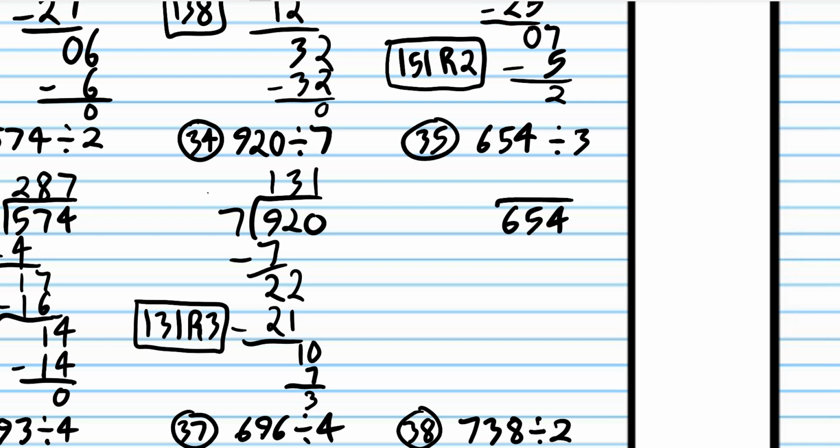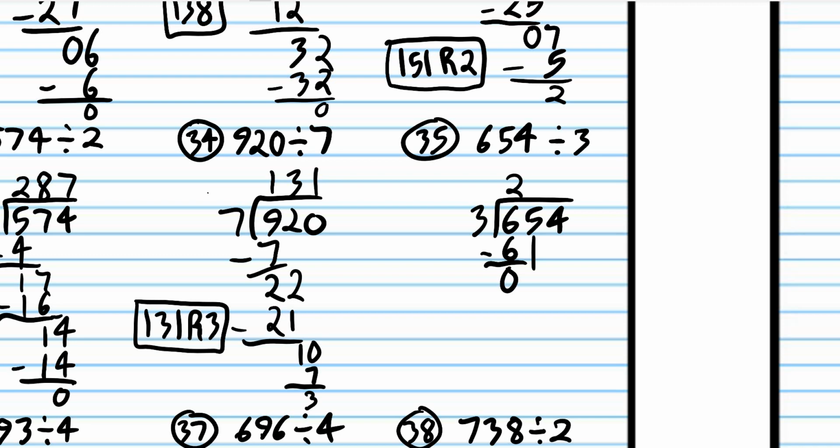654 divided by 3. All right, now this time, 3 goes into 6 perfectly. It goes in 2 times. That's the first step. Second step, multiply 3 times 2 is 6. Third step, 6 minus 6 is 0. First cycle is done. 0 is smaller than 3, so we know we did something right. So we're ready to go on to the second cycle.